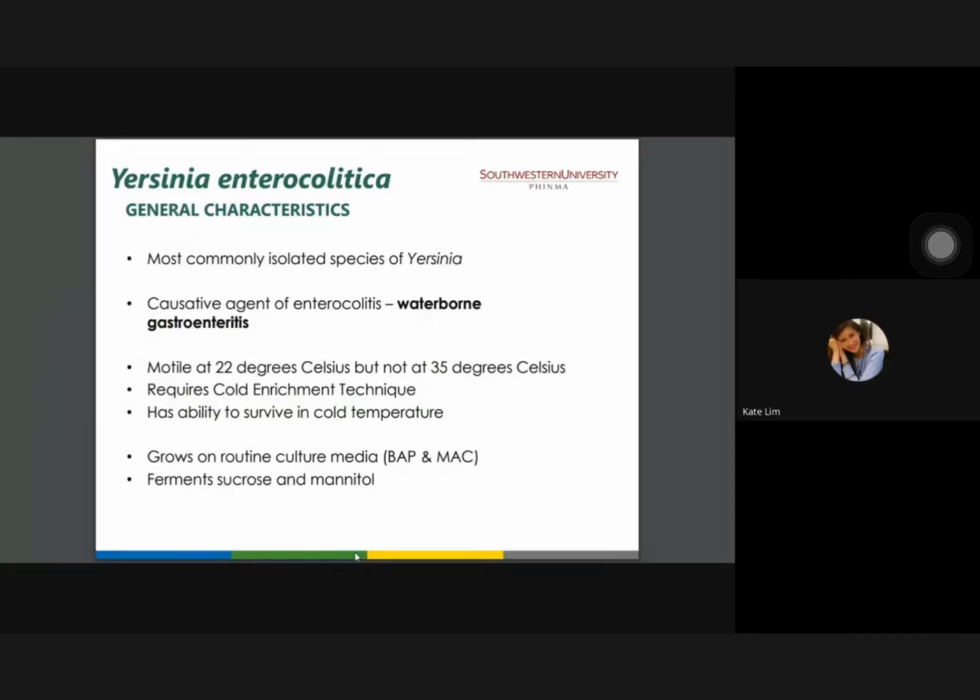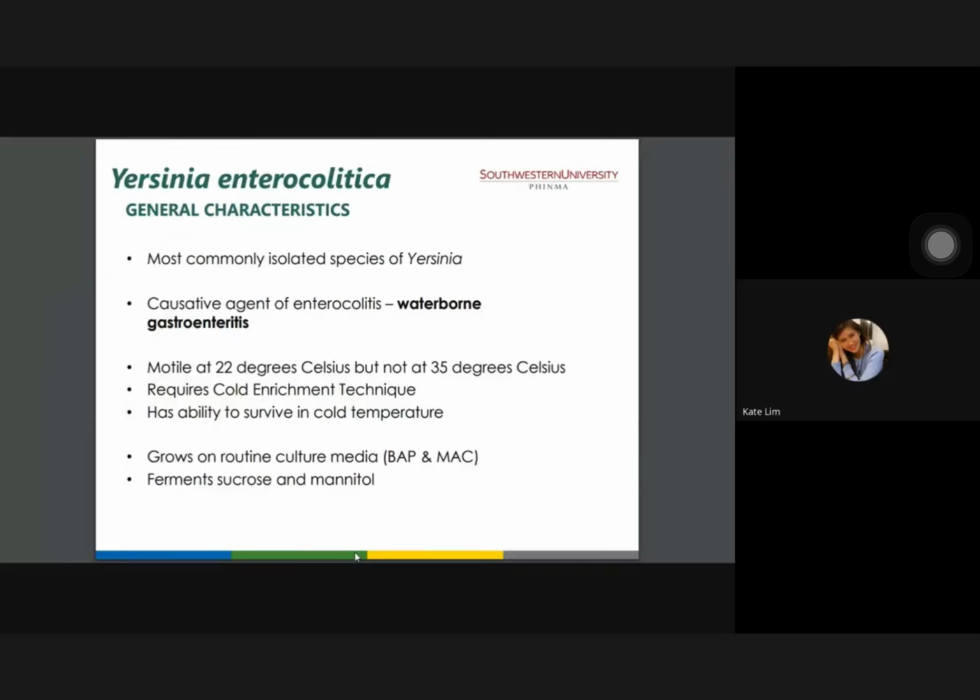This involves incubating the sample at a lower temperature to encourage the growth of Yersinia enterocolitica while suppressing the growth of other bacteria. If you have remembered, most of the other bacteria cannot grow in a cold environment, and only Yersinia enterocolitica has the ability to be motile and to grow beautifully in a cold enrichment technique at a low temperature. This is a method we use in producing pure isolates or colonies of Yersinia enterocolitica.